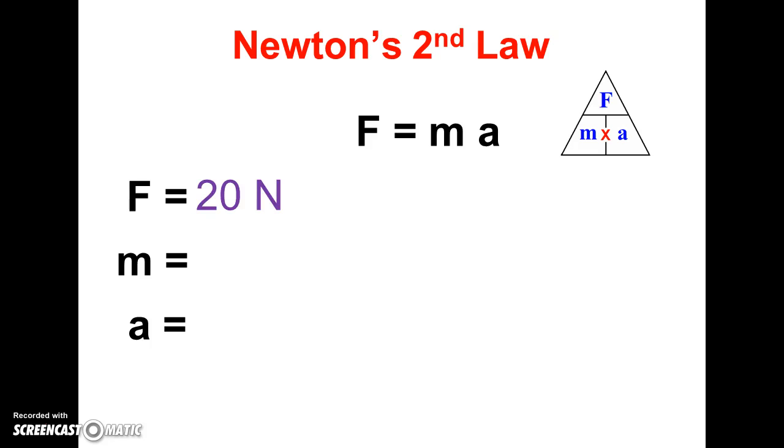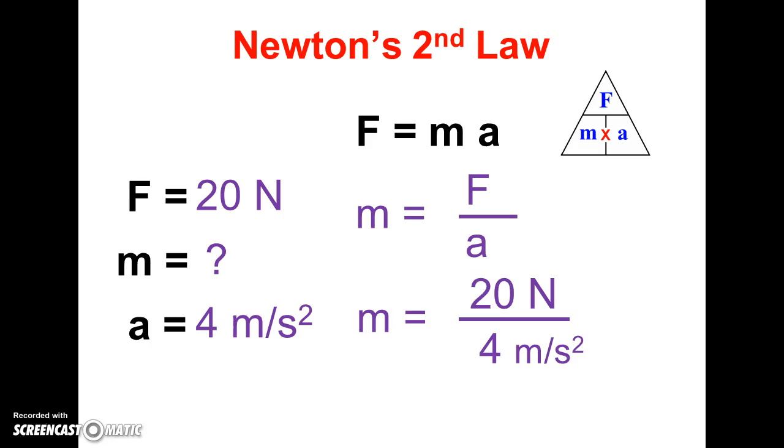Another example, if we're given force and acceleration, we should be able to calculate mass. Just have to rearrange the equation, cover up the m in the triangle, and you have F divided by a, force divided by acceleration. We plug the numbers in. Mass is 20 newtons divided by 4 meters per second squared, and we end up with a mass of 5 kilograms. Just remember, when you're working in newtons, mass is always going to be kilograms.